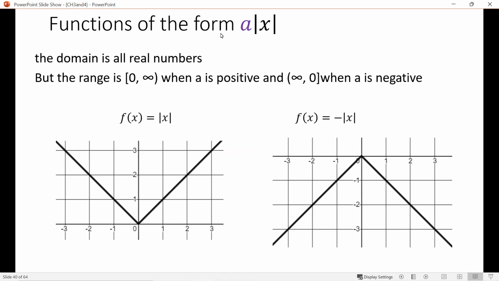Finally, functions of the form a times the absolute value of x. Here, our domain is all real numbers, but our range is from 0 to infinity when a is positive, and that's negative infinity to 0 when a is negative, okay? So basically, this is very much like a parabola, except instead of growing at that different rate, it's essentially two linear equations.